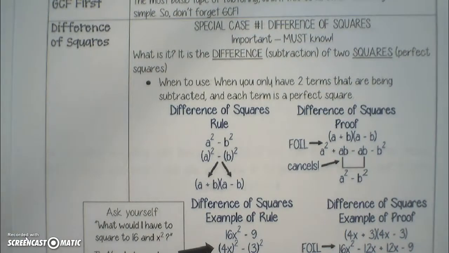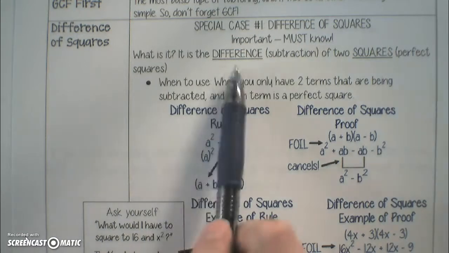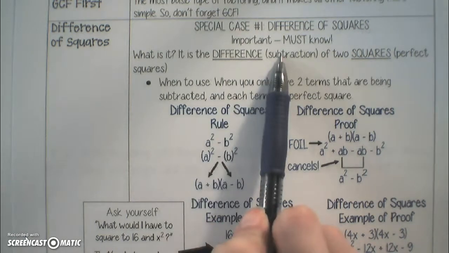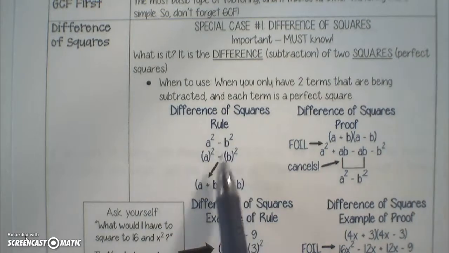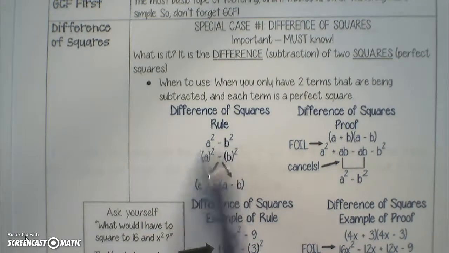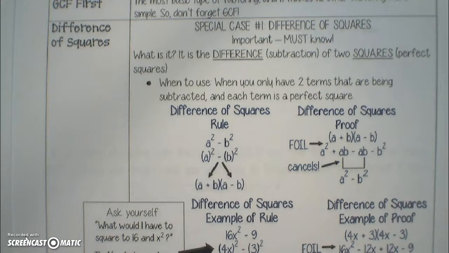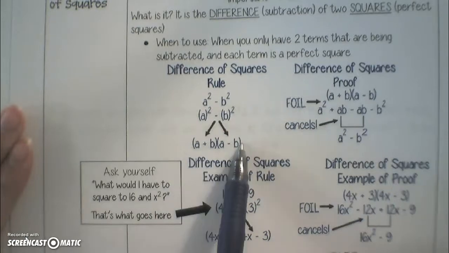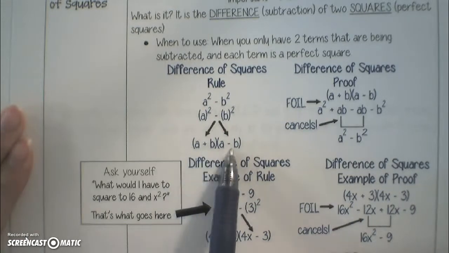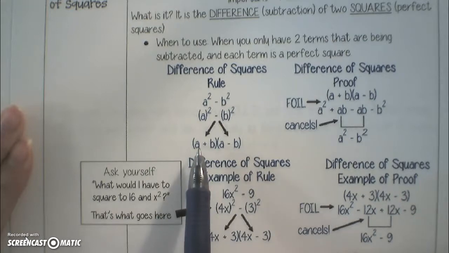So our first type of special case is known as difference of two squares. You must know this. You'll see these quite a bit. So difference meaning subtraction. Two squares meaning perfect squares. So it has to be subtraction and it has to be two perfect squares. So basically what happens is if we have that, we can set up two sets of parentheses, one with plus, one with minus, and then we can basically do the square root, figure out what is being squared.